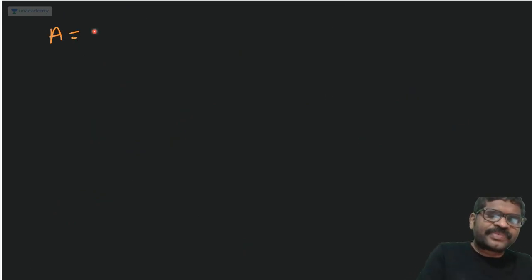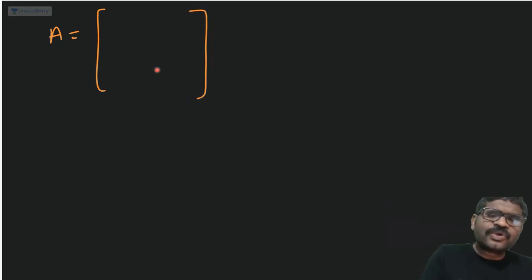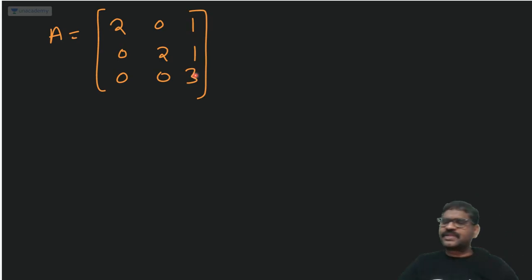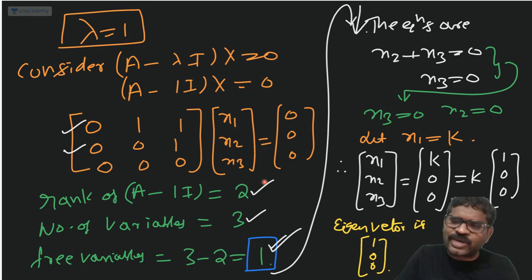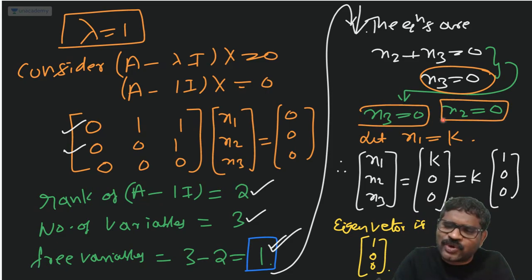For example, matrix A is a 3 cross 3 matrix: 2 0 1, 0 2 1, 0 0 3. Nitya, x3 is already 0, no? If x3 is 0, how are you going to take k? x3 value is 0, x2 value is 0. You should not take x3 equal to k here. You can take only x1 as k because x2, x3 values are already 0.